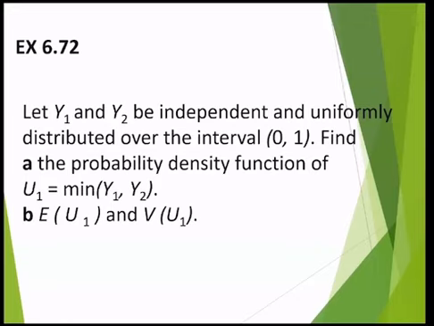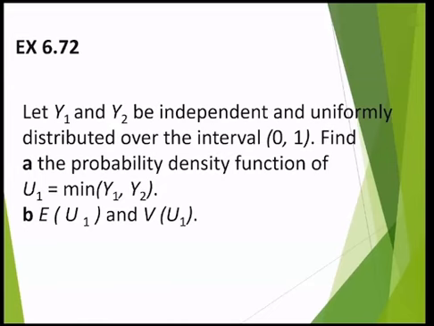Okay. Now let y1 and y2 be independent and uniformly distributed over the interval 0, 1. Find the probability density function of the minimum. Then after that, find the expectation, which is the mean of u1, and the variance of the minimum.